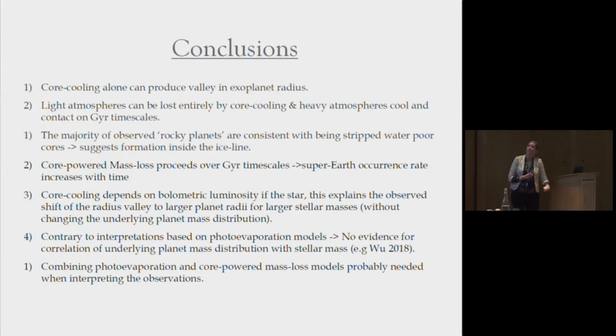Because the core-powered mass loss proceeds over gigayear timescales, the occurrence rate of super-Earths with respect to sub-Neptunes will increase with time. Because core cooling does depend on the bolometric luminosity of the star, we predict that the radius valley should shift to larger planet sizes or masses as you go to increasing stellar masses, because of the stellar mass-luminosity relationship. We predict that there's no change in the underlying planet mass distribution, so that the typical planet masses are the same around a sun-like star and a star that's say 0.8 or 0.6 times the mass of the sun. So again, that's something that we can test observationally.